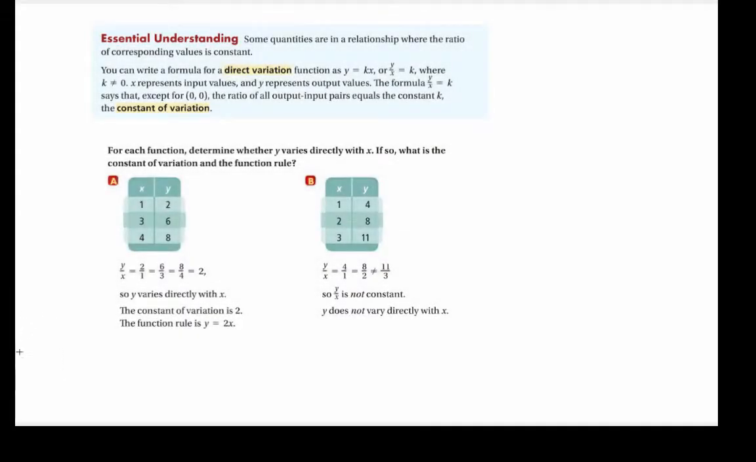All right, so some quantities are in a relationship where the ratio of corresponding values is constant. We can write a formula for a direct variation function as y equals kx, or y over x equals k. These two forms are going to be useful depending on what it is that we're trying to do.